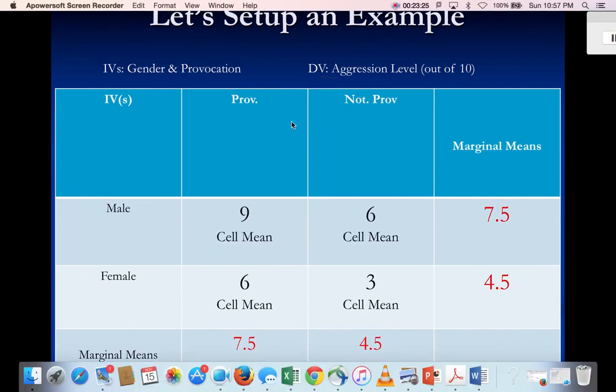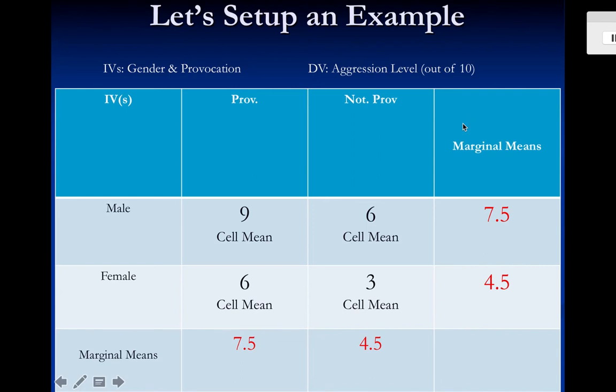All right, so now that we've talked about how to use our marginal means for the evaluation of main effects, now we want to look at the aspect of an interaction. How do I test the interaction? I've already discussed here, how do I test for main effects? I test for the main effects using my marginal means. Okay, that's how I'm going to test for a main effect, using my marginal means. Now, how am I going to test for the interaction, the combination of gender and provocation?